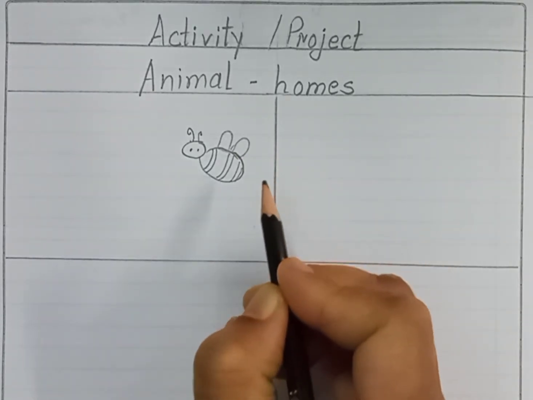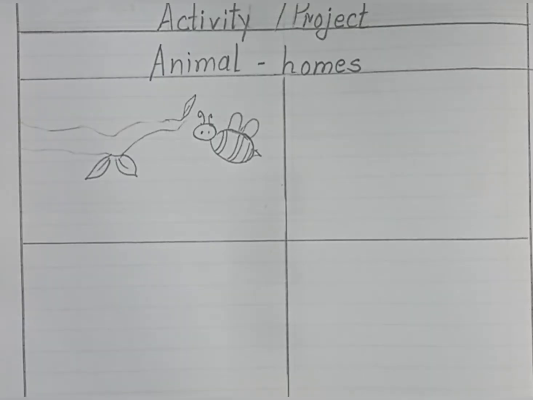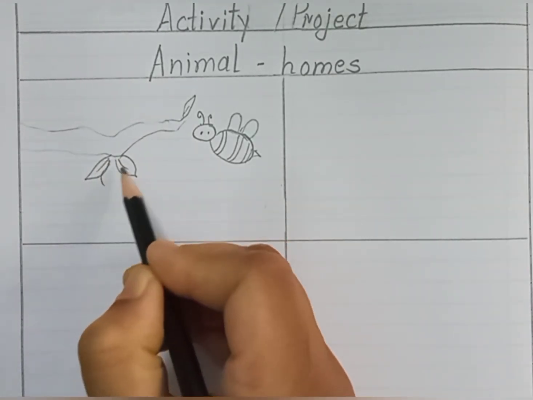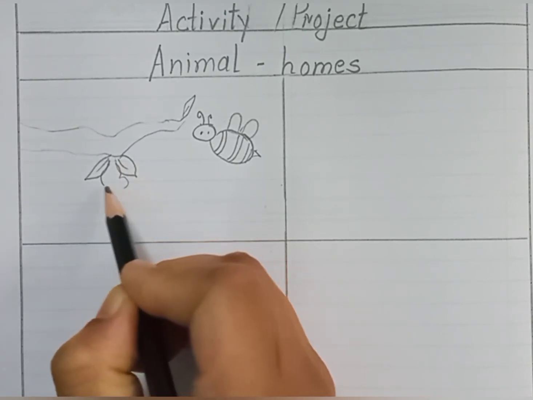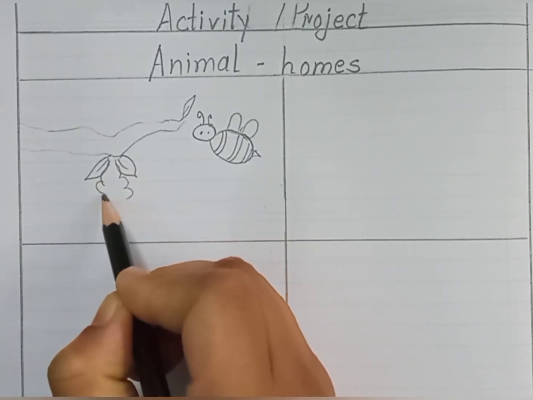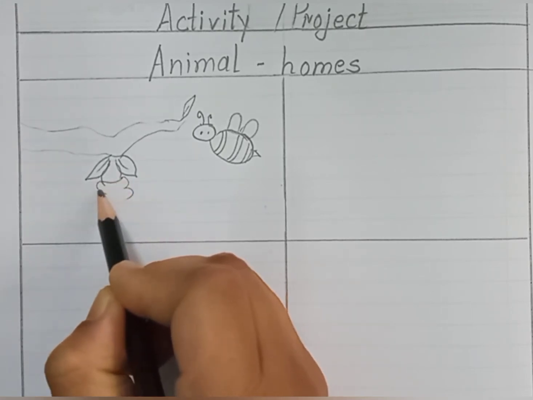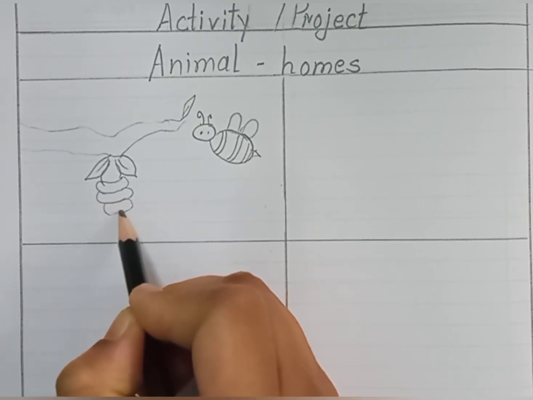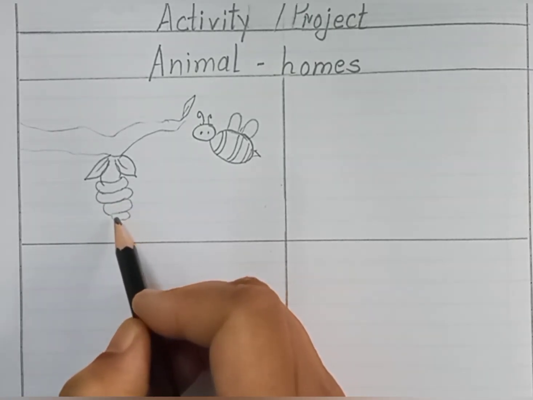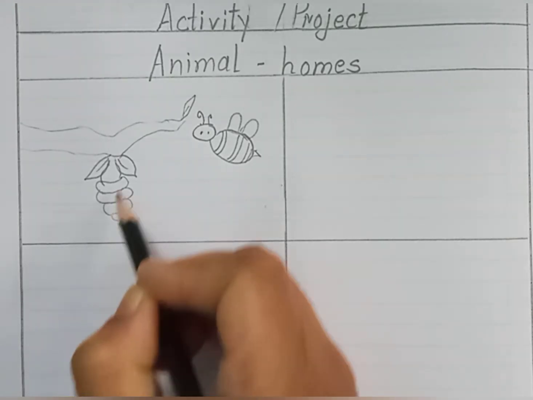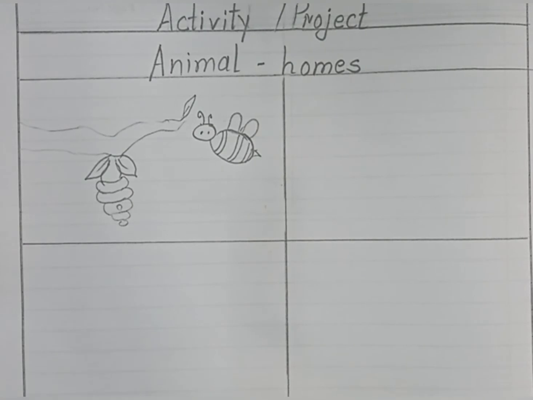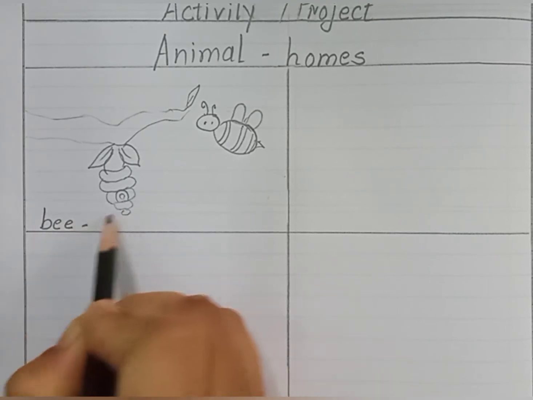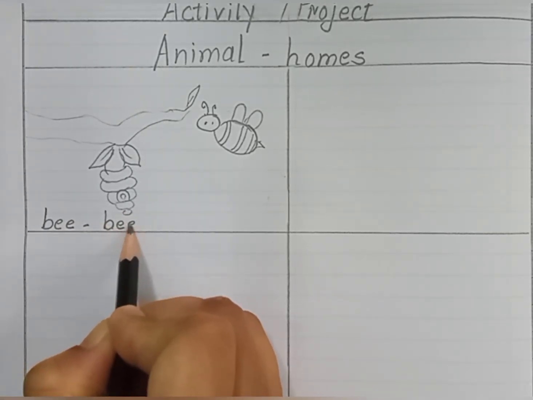Now draw a beehive. This beehive is on the branch of a tree. So here I am going to draw one circle-like shape, then again one more, then again one more, and this way I'll draw a beehive. Yes, and it's ready. Now write the name bee and the name of home, beehive.